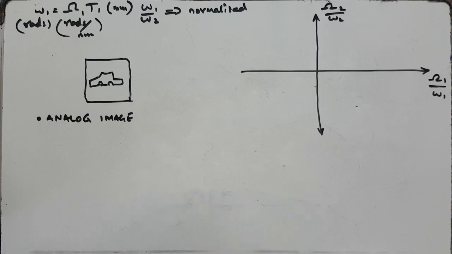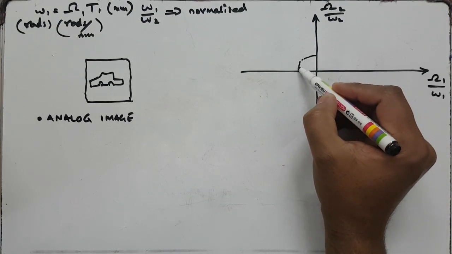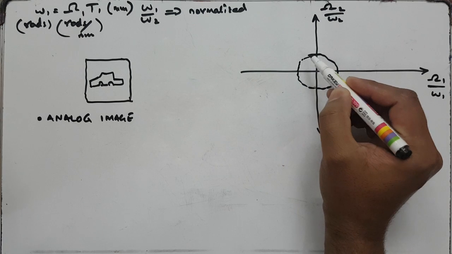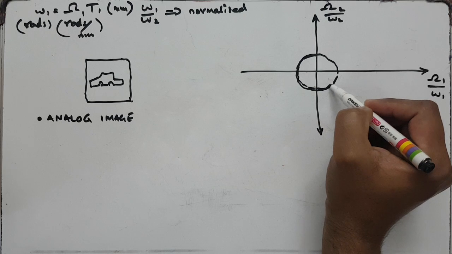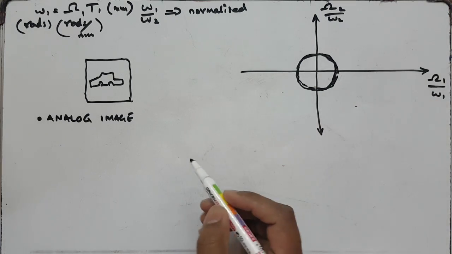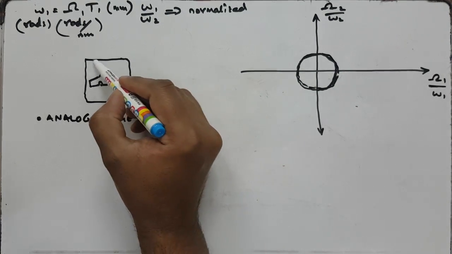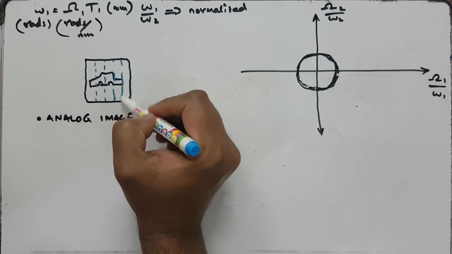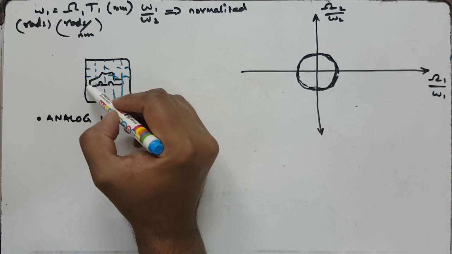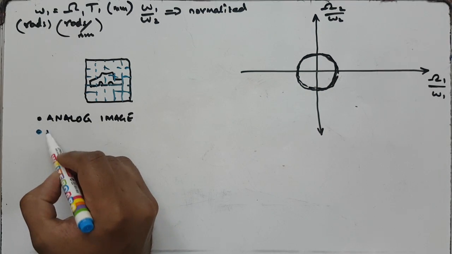So the Fourier transform of the analog image, I'll draw it in black as well. So it is this. So it is not the Fourier transform, it is the region of the support of the spectrum, right? So this is something that we have understood earlier. So now if I sample this image, so this is the sampling done. So now in blue I have the discretized image.